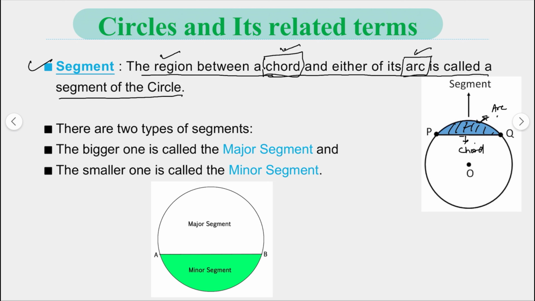So again, when we mark the 2 points on the circle, that will divide the circle into two parts, okay. There are two types of segment. The bigger one, which is this one, is called the major segment, and the smaller one, which is here, is called the minor segment, okay. So whenever we mark a segment on a circle, we will get two segments of the circle, the bigger one is called the major segment and the smaller one is called the minor segment, okay.